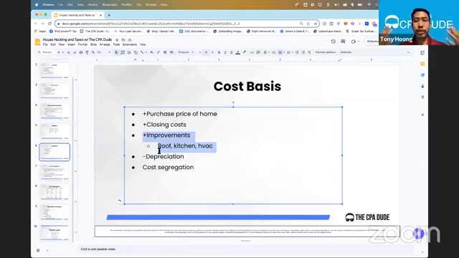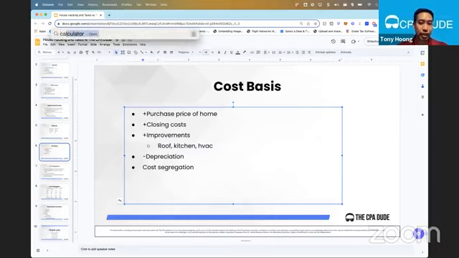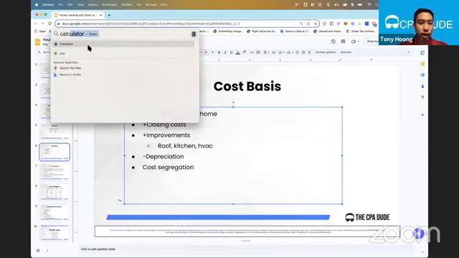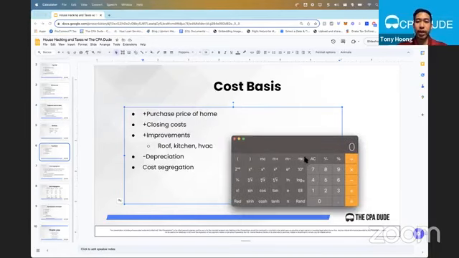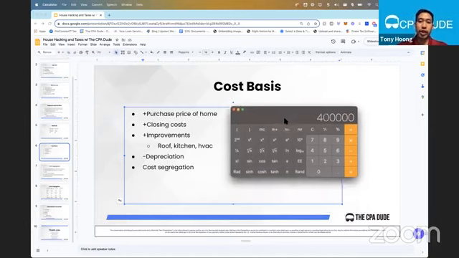So once again, improvements increase the cost basis, and then depreciation reduces your cost basis each year, and cost segregations can also reduce your cost basis of your house. So for example, for depreciation purposes, calculating what your cost basis is, say you bought a $500,000 home and then you do want to strip out land. So when I say purchase price of a home, take out land, so about 20%. And that would be $400,000 as your starting cost basis.